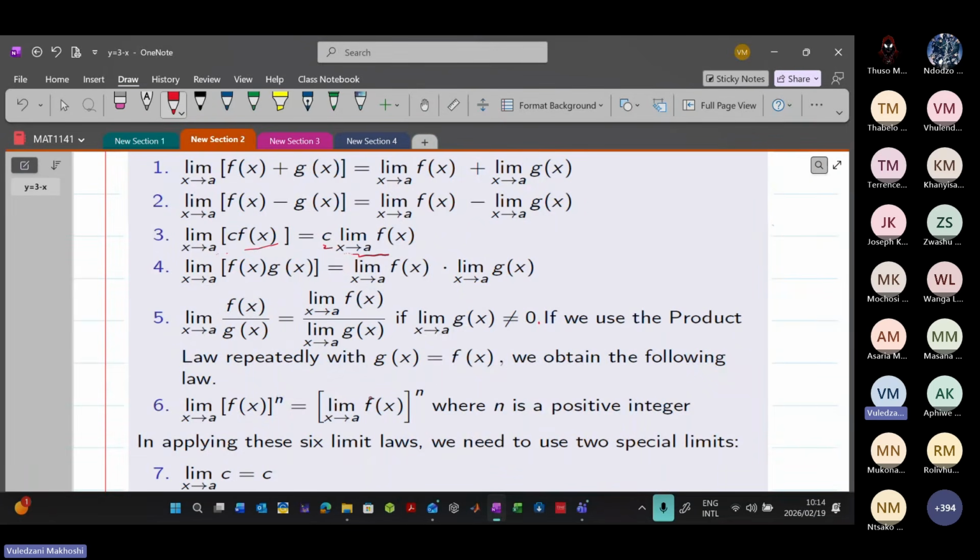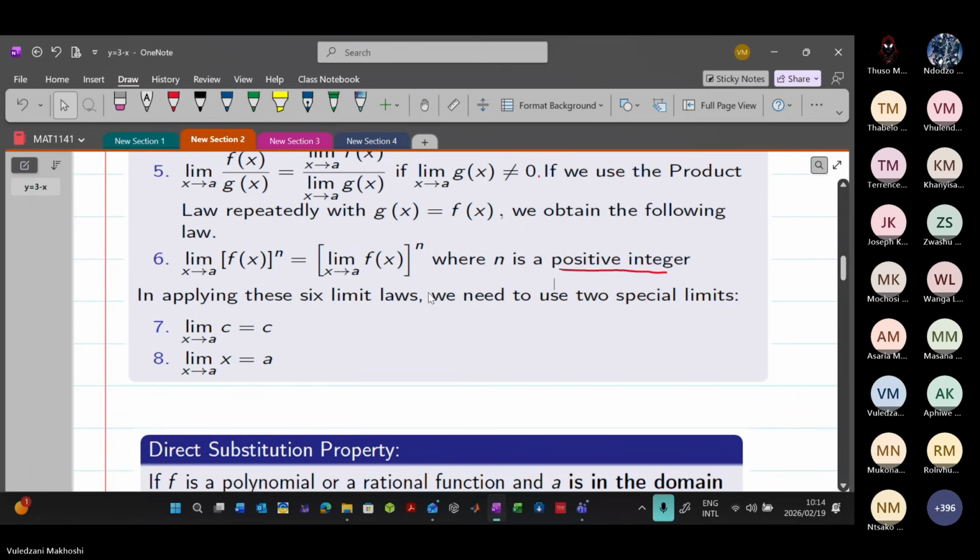This will be the same thing as evaluating the limit of f of x as x approaches a, and after getting that limit, you raise it to the exponent of n, where n is a positive integer. It is also important for us to understand that the limit of a constant when x is approaching a is just that constant, and the limit of x when x is approaching a is just a.